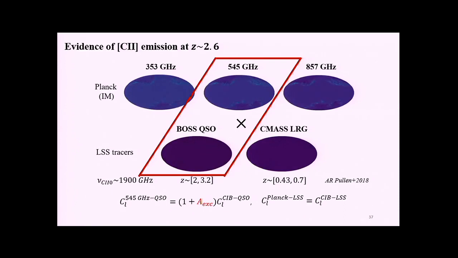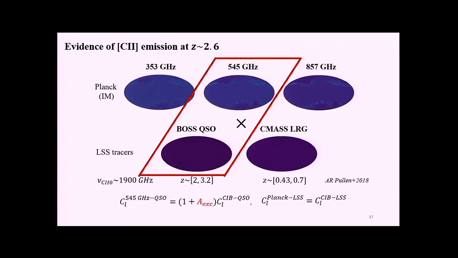So in principle, all those angular power spectra can be modeled as correlation between the cosmic infrared background and the large-scale structure. So we can fit the modeled cross-spectra to the measurement and try to probe the free parameters in the CIB model. But we can show that the C2 lines emitted at redshift around 2.6 will only show up in the cross-correlation between the 545 gigahertz intensity map and the BOSS quasars. And this extra C2 intensity on top of the CIB emission is characterized by another free parameter A highlighted here.